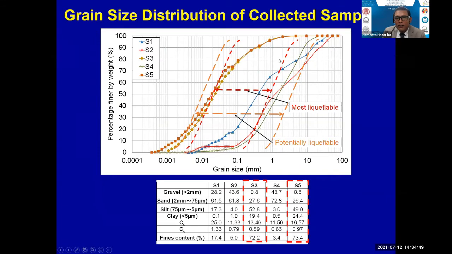And again, at Jono Oge, we collected many samples, S1 to S5, and these are the ranges of the potentially liquefiable and most liquefiable soils. You could see that some of them fall within these ranges, and the fines contents are very, very high, which means they are likely to liquefy and cause the flow.